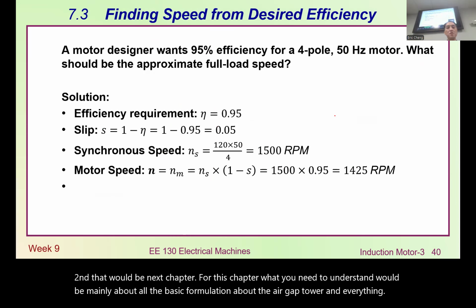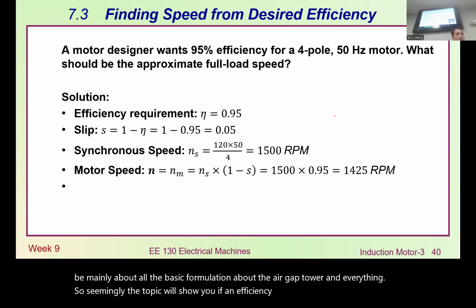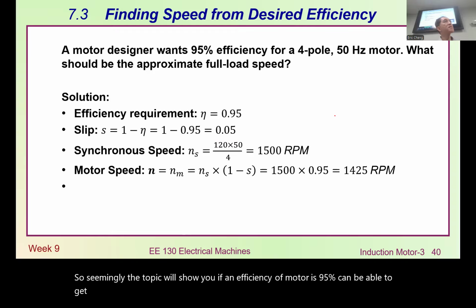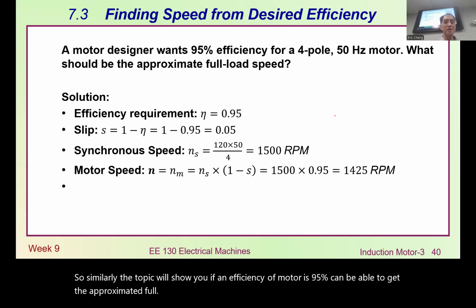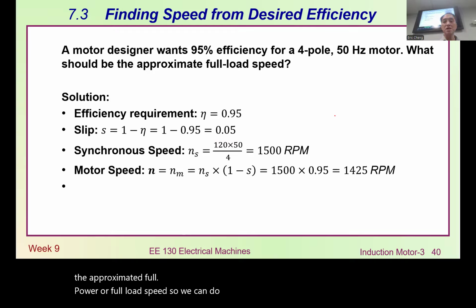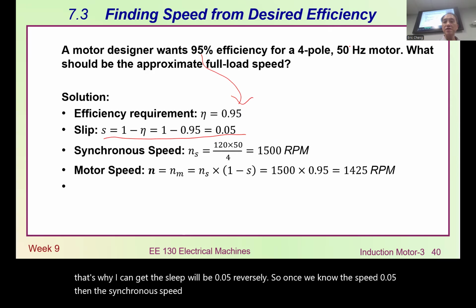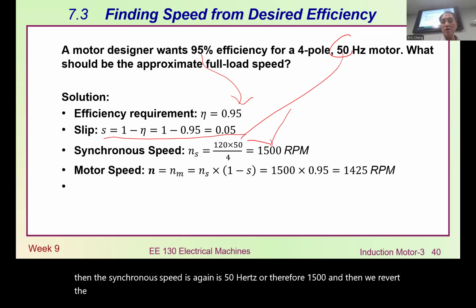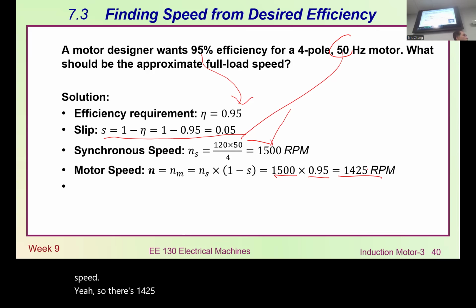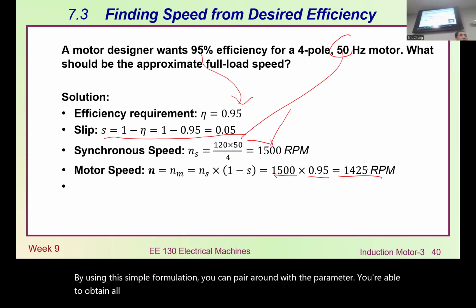So similarly, another tutorial will show you, if the efficiency of a motor is 95%, are we able to get the approximate full load speed? So we can do it in a reverse manner. If efficiency is this one, then I can get the slip will be 0.05 reversely. So once we know the slip is 0.05, then the synchronous speed, again at 50 Hertz, is therefore 1500, and then we revert the formulation, 1500 times 0.95, then we can get the motor speed. Yeah, so that's 1425. So by using this simple formulation, you can play around with the parameters. You're able to obtain all the parameters in this manner.